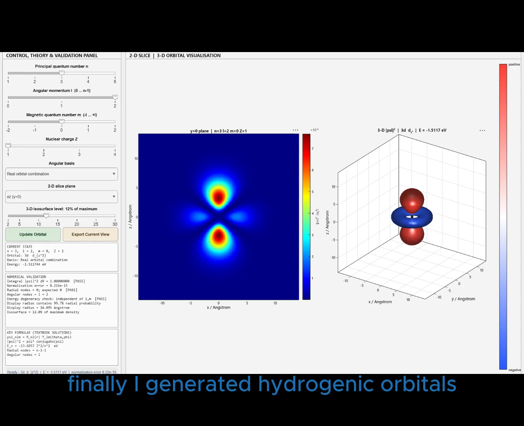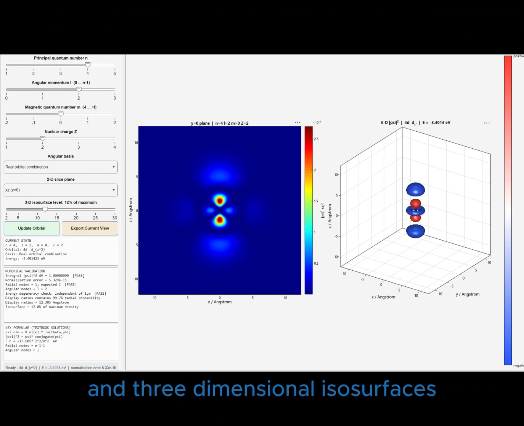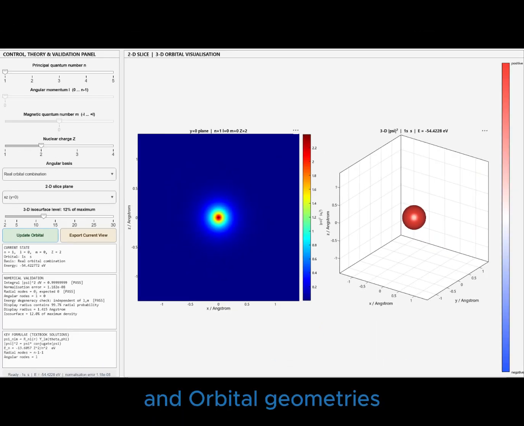Finally, I generated hydrogenic orbitals from the Schrödinger equations, with n, l and m controlling both 2-dimensional probability slices and 3-dimensional isosurfaces. Changing the quantum numbers immediately reveals the different nodal structures and orbital geometries.